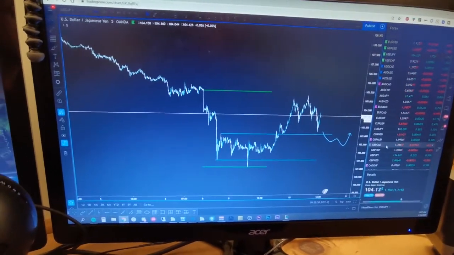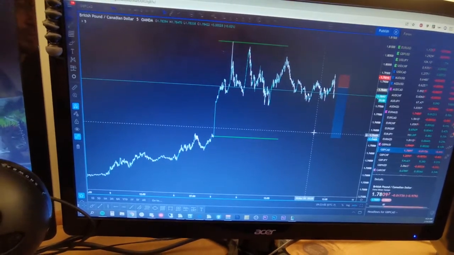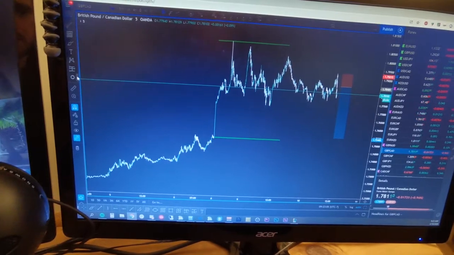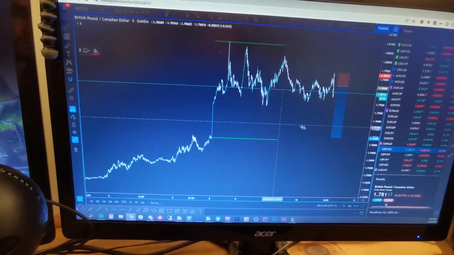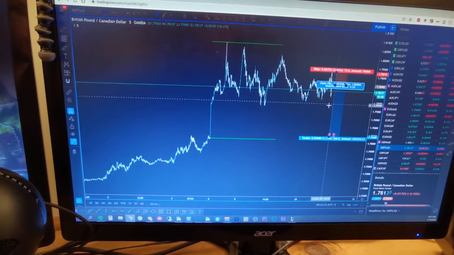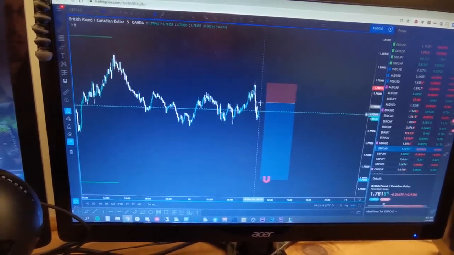There's another one that's just kind of caught my eye here, the pound CAD. So this is kind of acting as a magnet there for us to retest that zone. So that's where we ultimately want to get back to. And if we zoom in, we see sweep of these highs and breaking back down below.